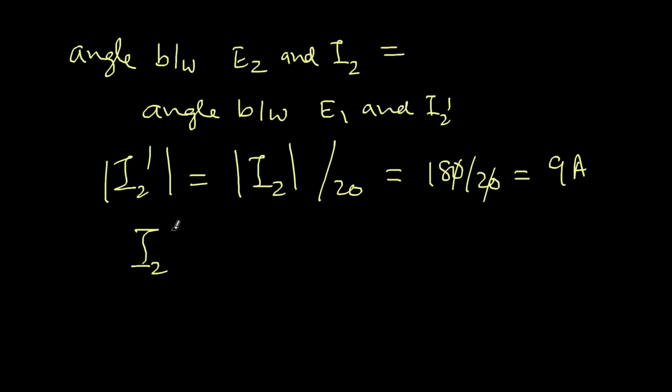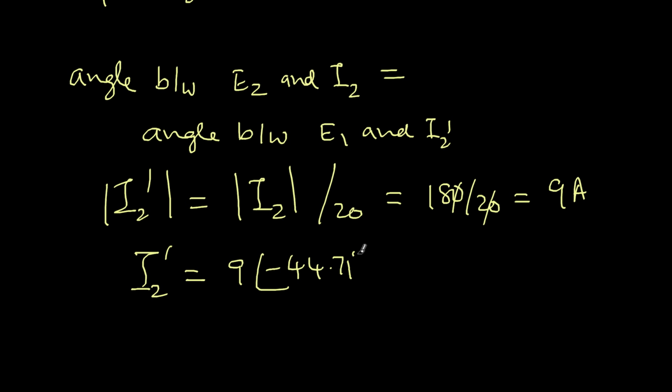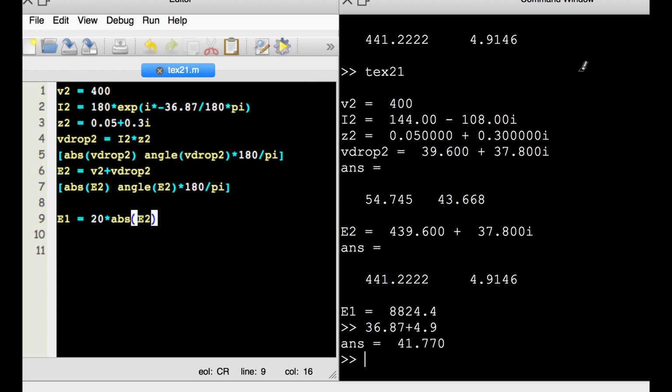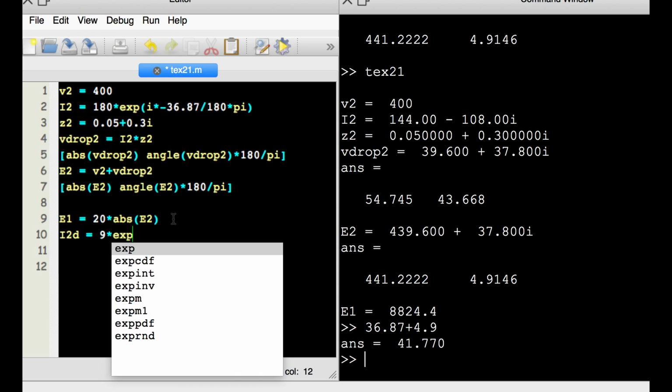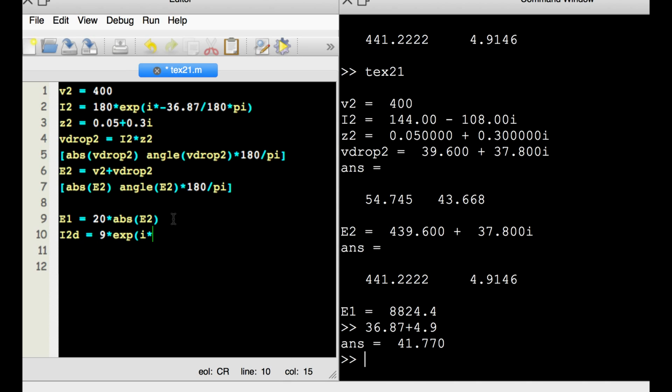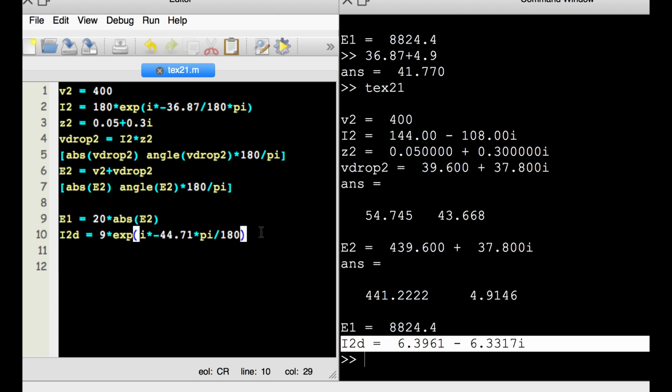So finally, I2 dash is equal to 9 at an angle of minus 44.71 degrees. Let me define this here. E1 is defined like this. Now I2 dash is equal to 9 amperes at an angle of minus 44.71 into pi divided by 180. This is how we can define it. So after changing the reference, now I have I2 dash like this.